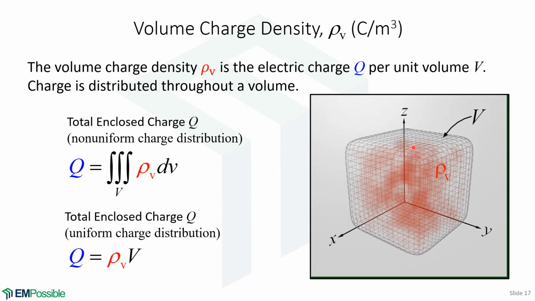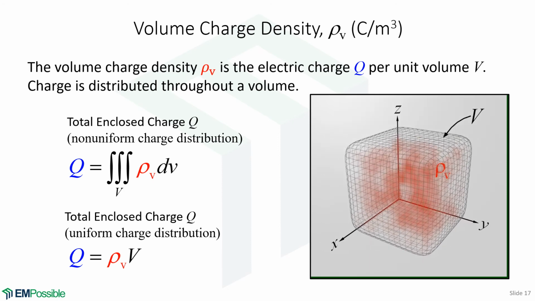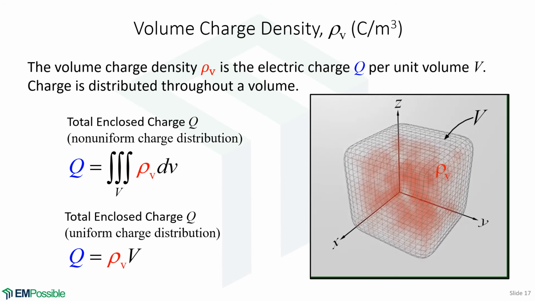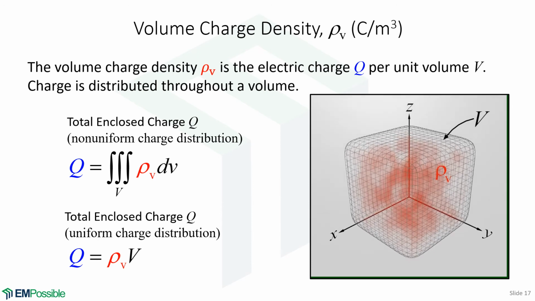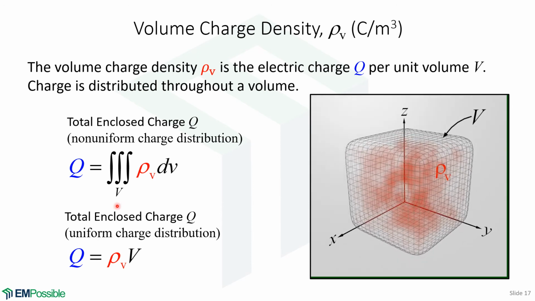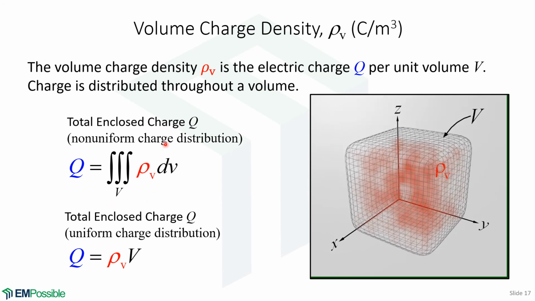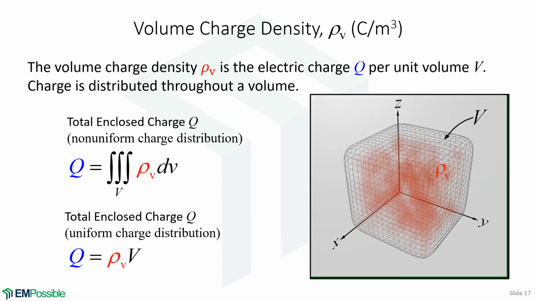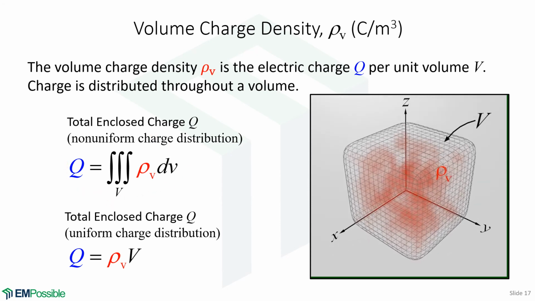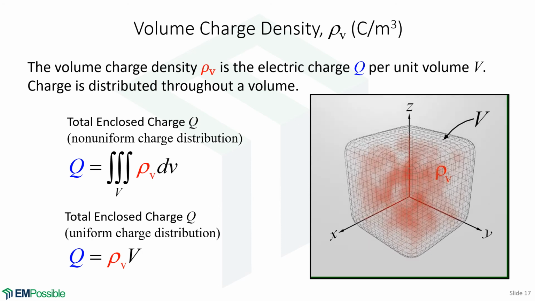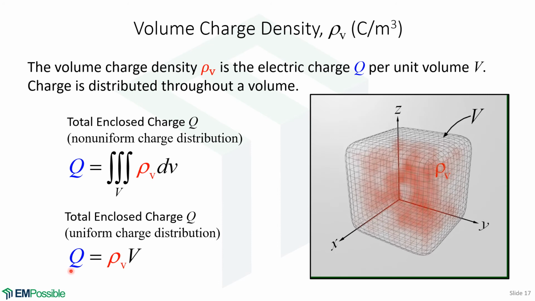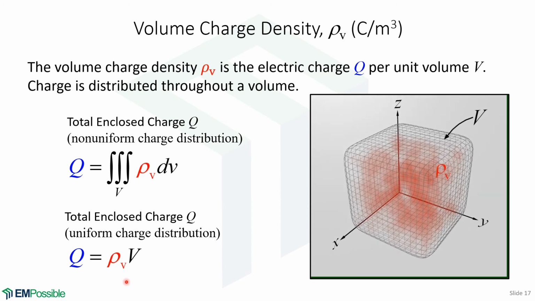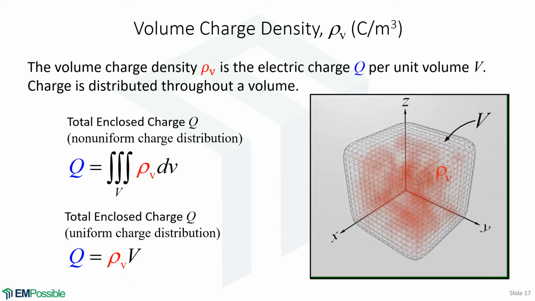So if we have some charge cloud, if you will, if we wanted to calculate the overall charge, we would integrate that. And so we need to do a volume integral here. So the volume integral gives us our overall charge. Now, if it was a constant charge density throughout the volume, that's not what I'm showing over here to the right, but if it were, then the total charge would simply be the charge density times the volume.